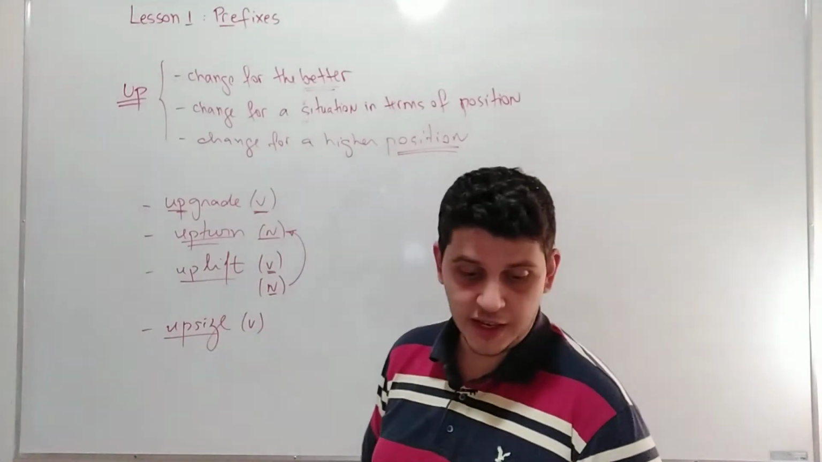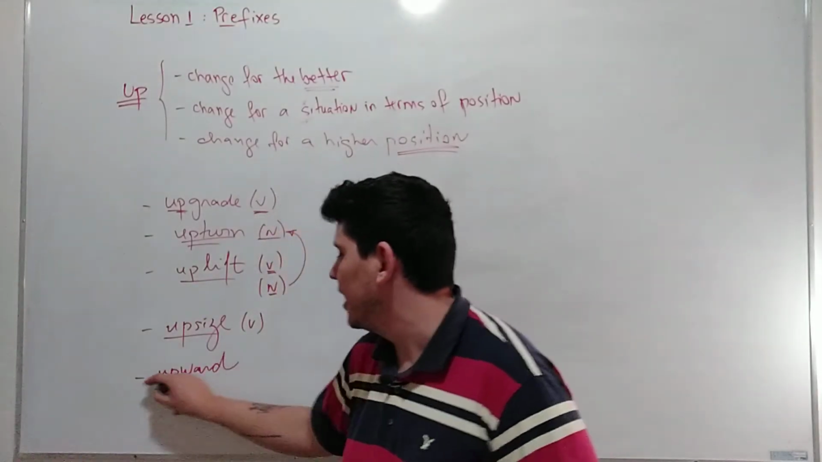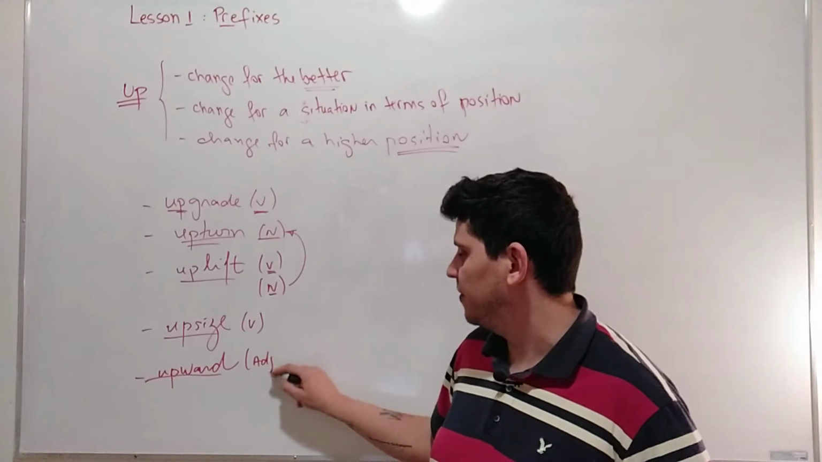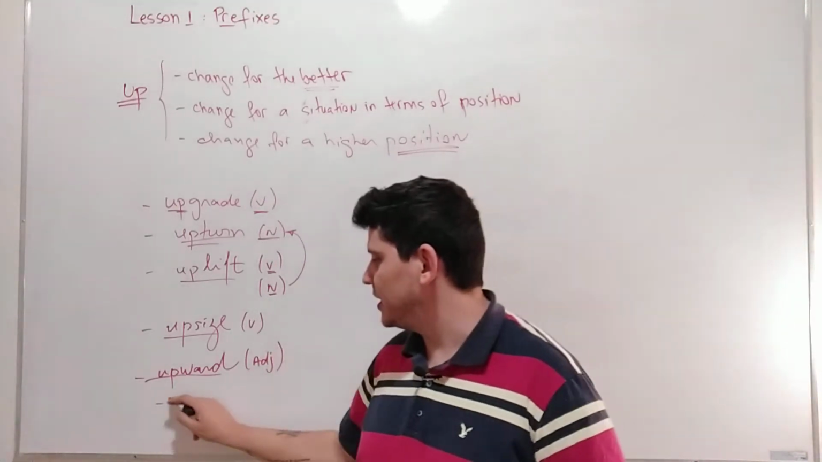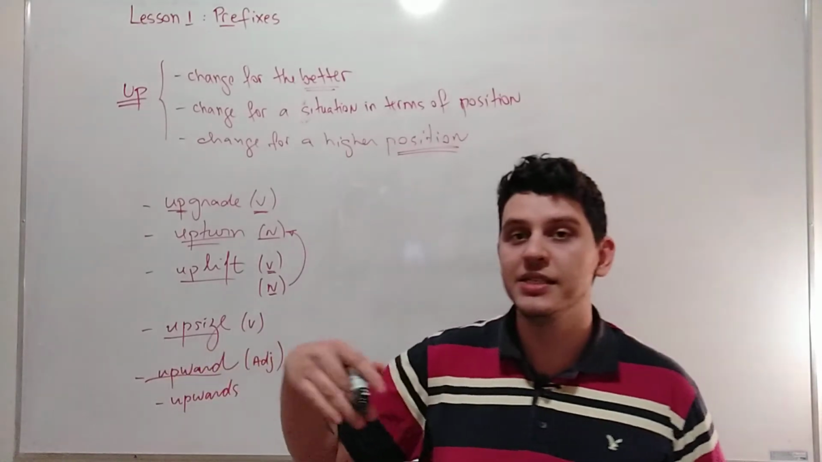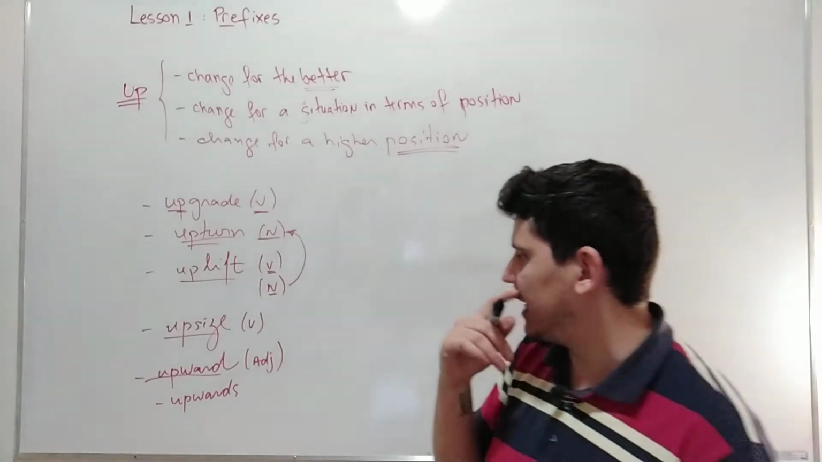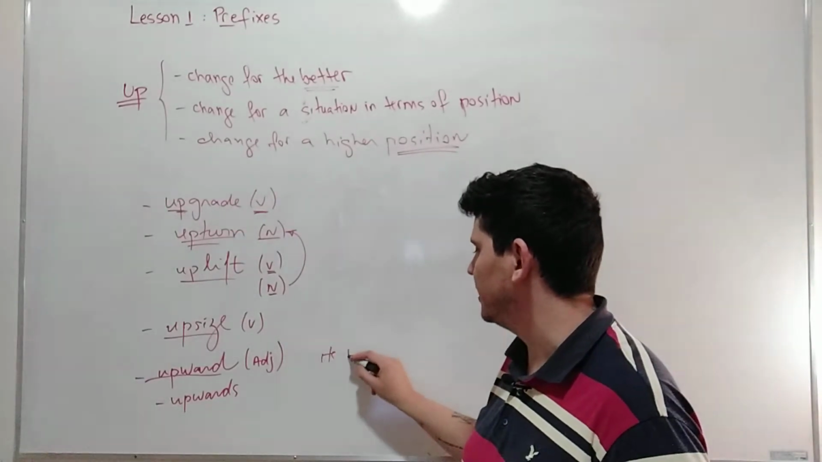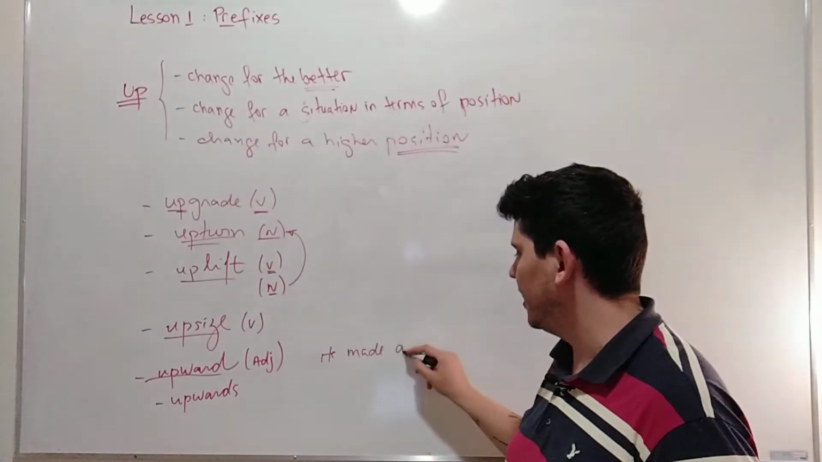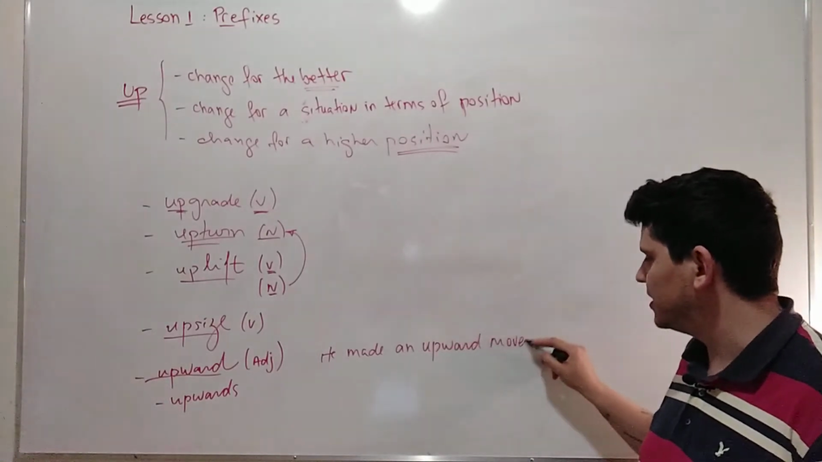We could also think of upward. I like this word a lot. Upward is an adjective, but we can also use it as an adverb, and it means something that is moved into a higher position. So I could say that, for instance, he made an upward movement.